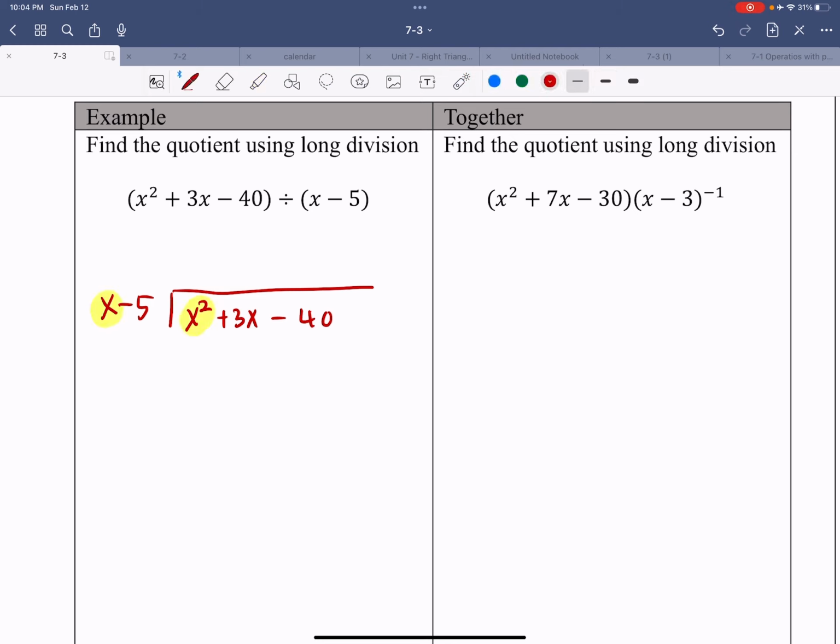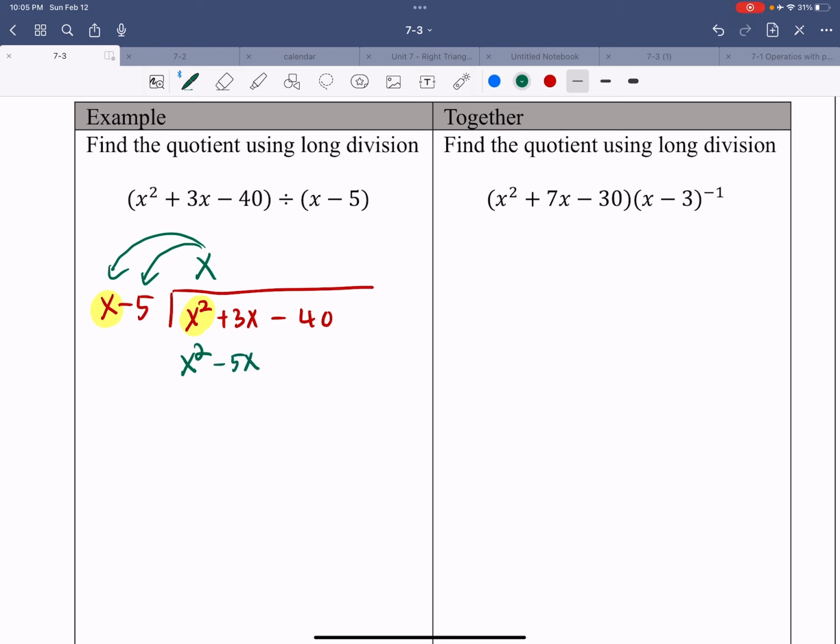So for example, x times something will give you x squared. What is it going to be? x, because x times x is x squared. And as you can see, we have minus 5 next to x, so you also have to multiply this one with this. So x times negative 5 is negative 5x.